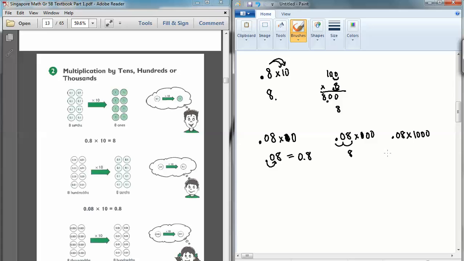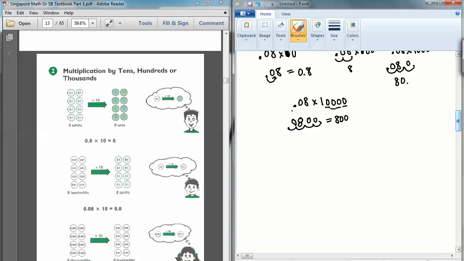Now in this case, it's a little weird. If I move it 3 times, it would go 1, 2, and then there's nothing there. So I'm just going to say, all right, let's just add another extra 0. So what that would be is 80.0, or just 80. So that's your answer. It would be 80. You can even go 0.08 times 10,000. That's moving it 1, 2, 3, 4 times. So that would be 800.